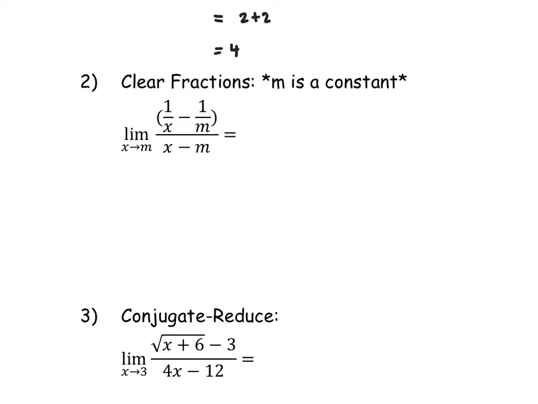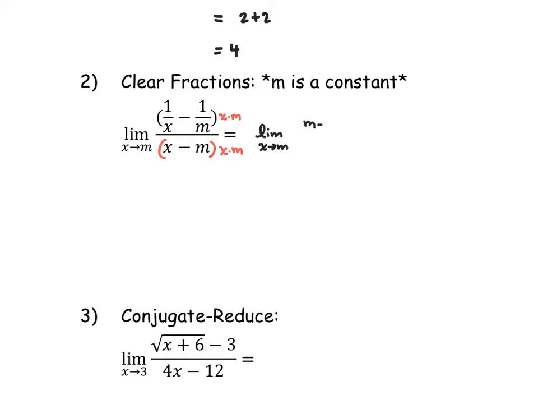So what you're going to want to do is clear the fractions here. And what I mean by that is I want to get rid of the fractions in the numerator. So I'm going to multiply both the top and the bottom by x and m. That'll clear those fractions there. That means I also have to multiply down below. So this is equivalent to multiplying by 1 because I'm multiplying by x and m on the top and the bottom.